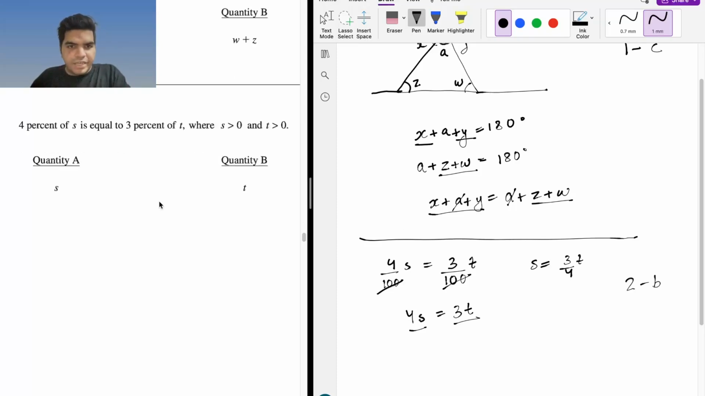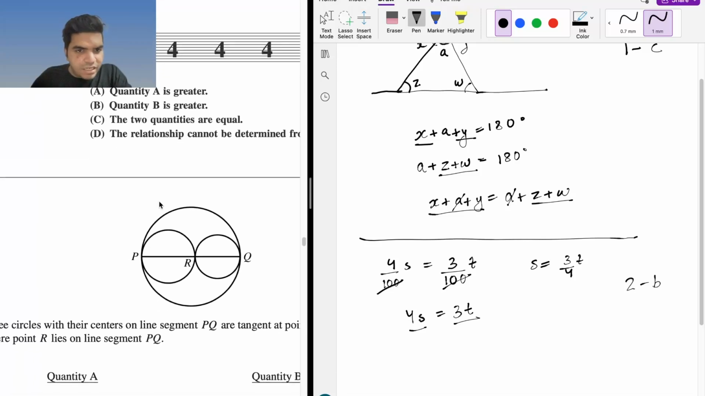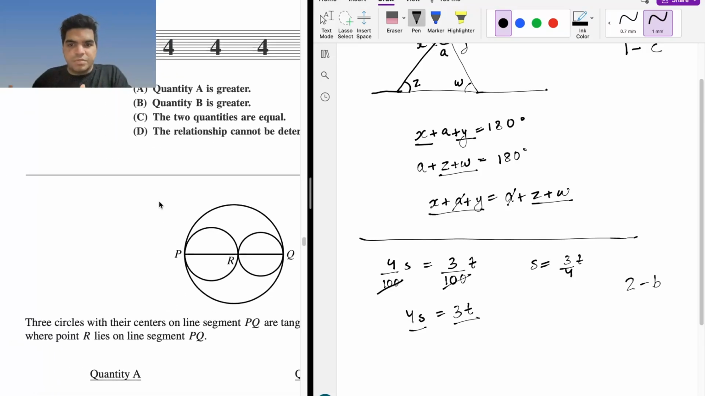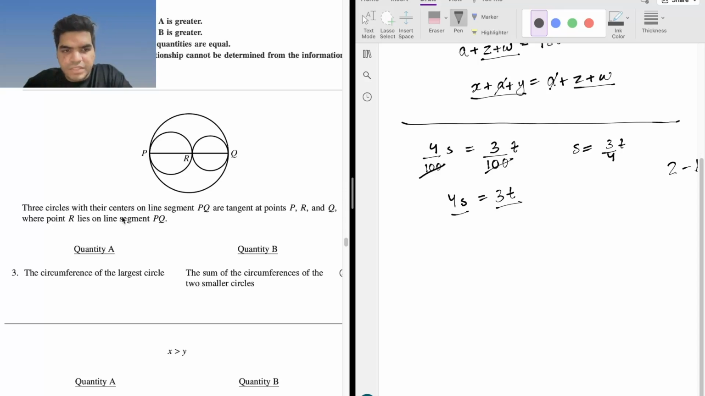I really look forward to you guys also commenting the same answer. The question is: three circles with their centers on the line segment PQ. That means this second largest circle has its center somewhere here, the smaller one has its center somewhere here, and the bigger one has its center somewhere in the middle. But all of them are falling on the same line.